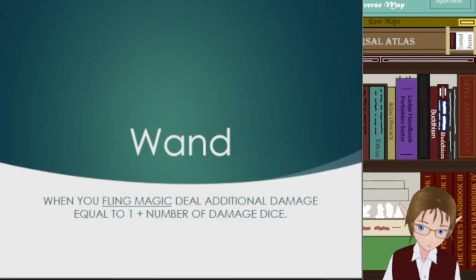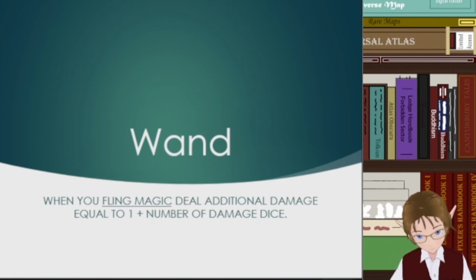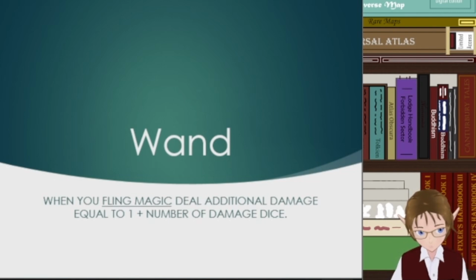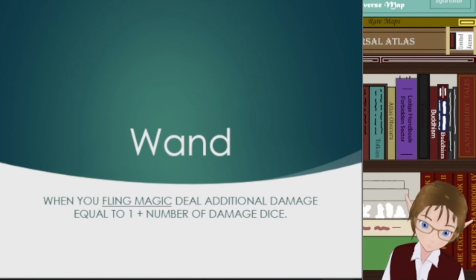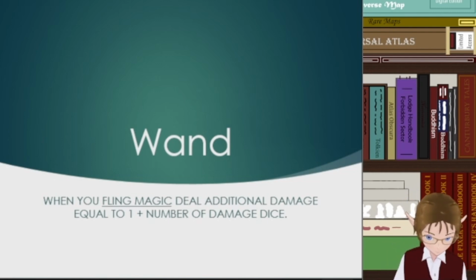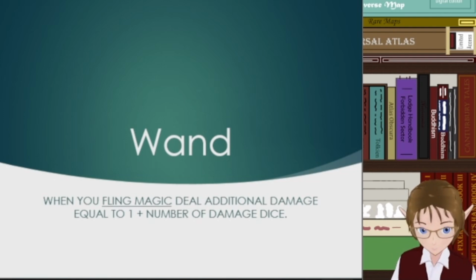The wand. The wand, it's a bit weaker than the other ones in that whenever you fling magic, it lets you deal an additional amount of damage equal to 1 plus the number of damage dice, because the wand gets additional damage dice as you level up. So this usually sums to a +2 or +3 bonus, but it could be useful if the enemy has a weakness to that damage and that you can add a little more on top of what you're already dealing. But in general, I don't think it's as interesting as the other options here.